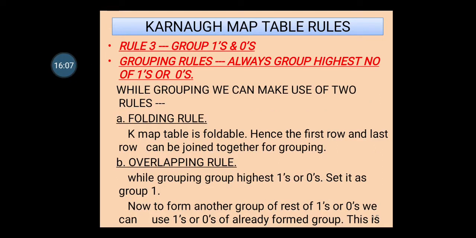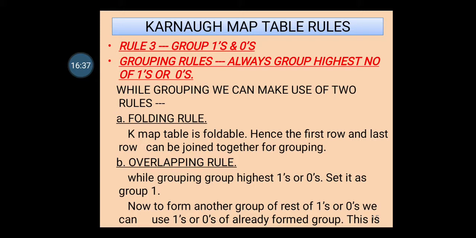While grouping, you can also use two rules. The first rule is called the folding rule and the second rule is called the overlapping rule. The folding rule: the K-map table is foldable. Hence the first row and the last row can be joined to form a group. While grouping, this is most important. Folding rule: the first column and last column can be grouped together. So that can be used.